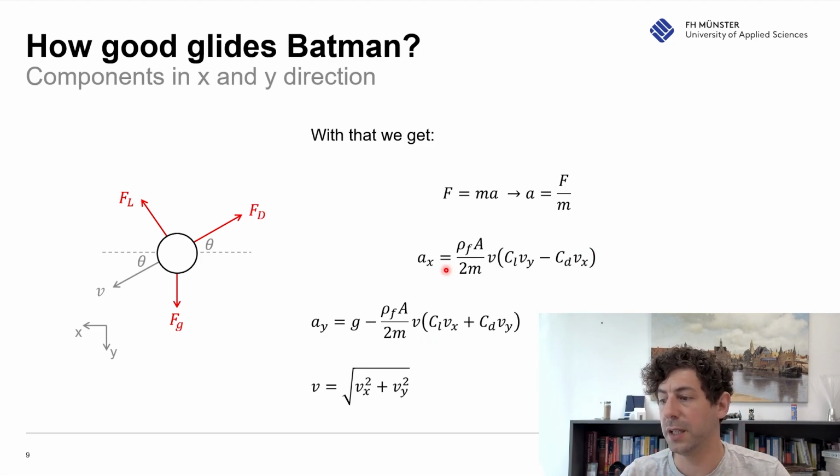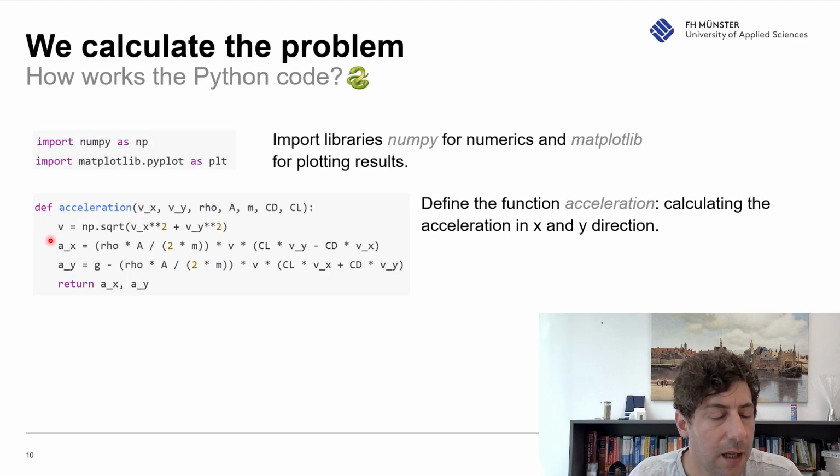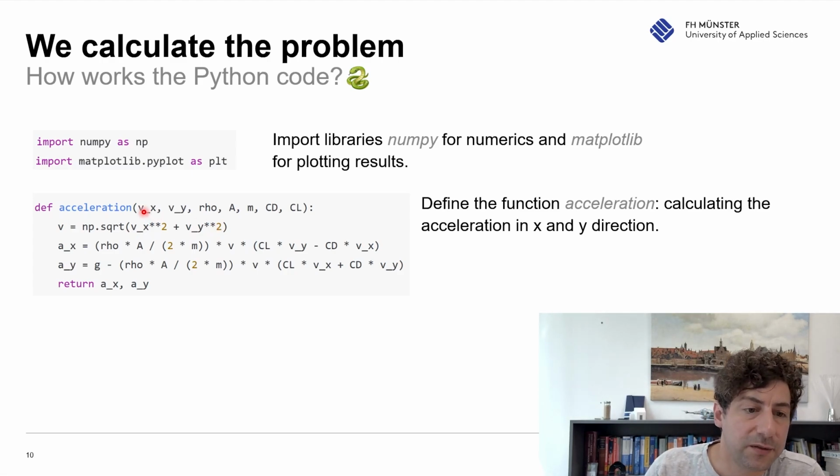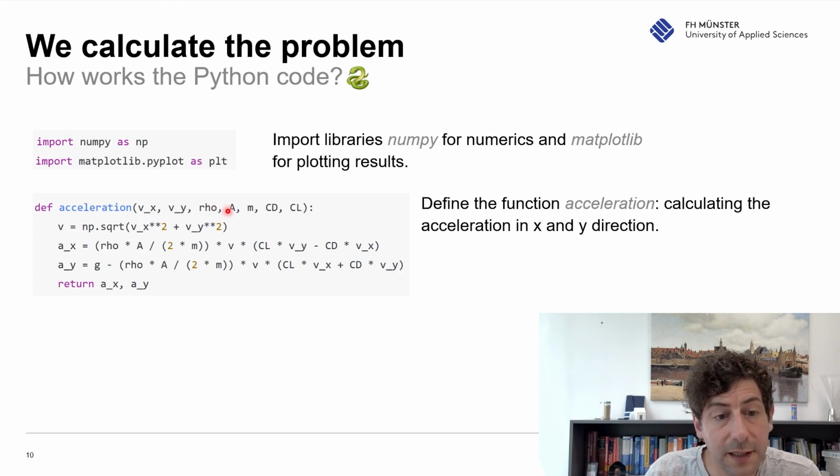So we take the force balance, we set an equation for acceleration in x direction, for acceleration in y direction, and this function is then given into Python here, but Python also needs the information that the velocity is the square root of x squared plus y squared, and we have the variables here. So the variables here are the velocity in x direction, velocity in y direction, the density, the area of Batman, the mass of Batman, Batman's drag coefficient, and Batman's lift coefficient. And with this we can calculate his acceleration in x and y direction.